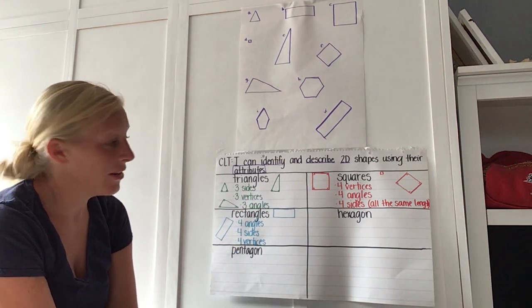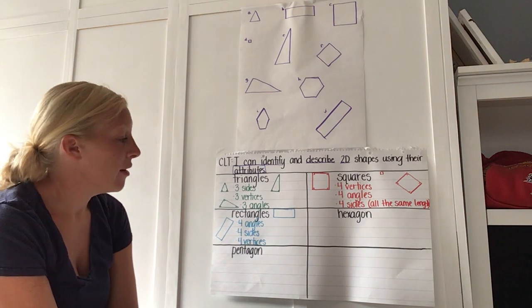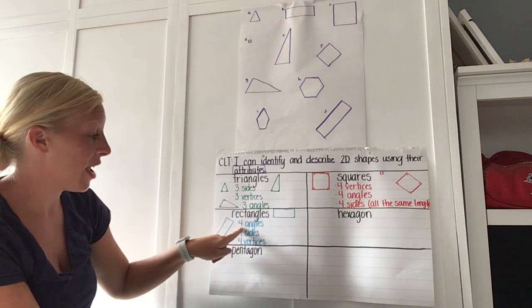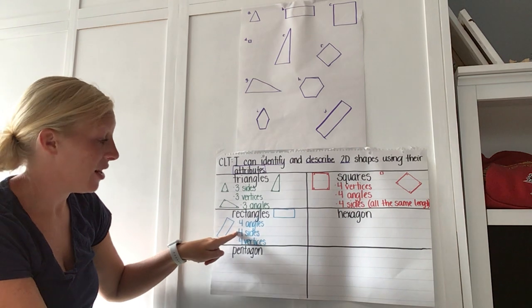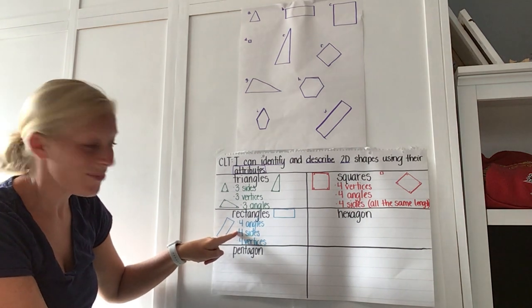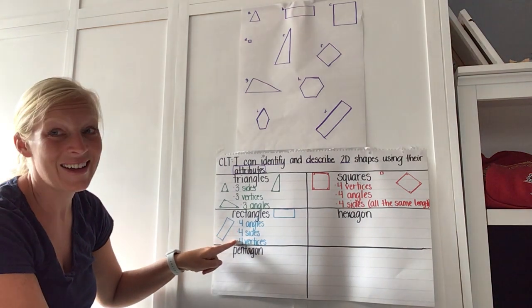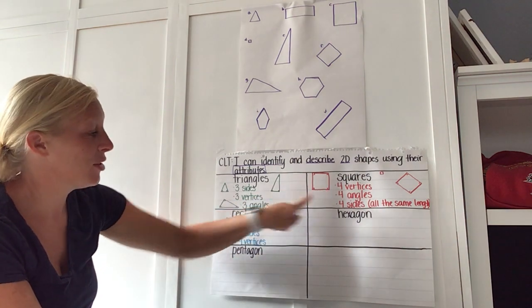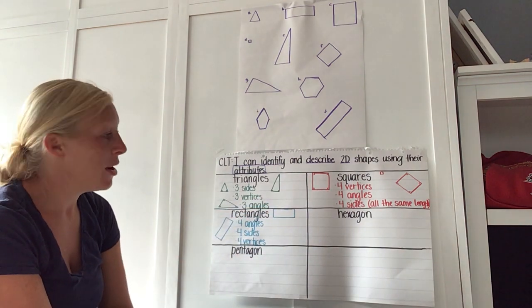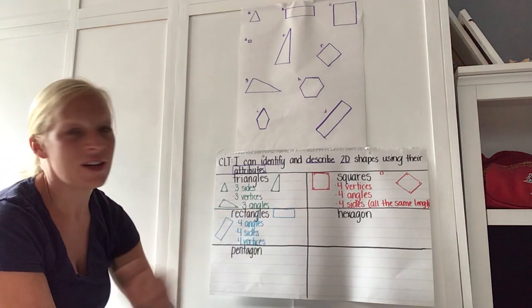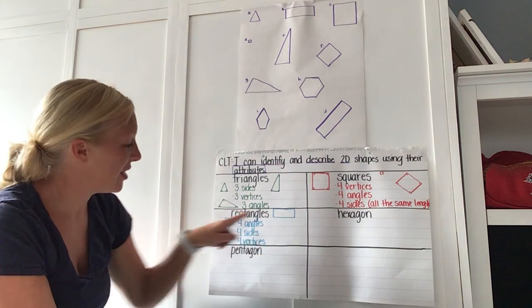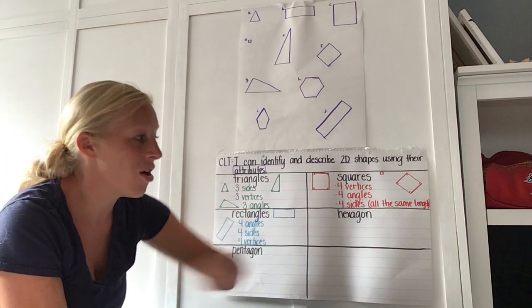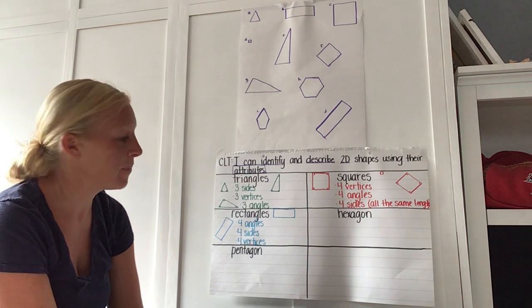Why? Does it have 4 angles? Does it have 4 sides? Does it have 4 vertices? Yes, this could be a rectangle. But this rectangle could not be a square because its sides are not all the same length.